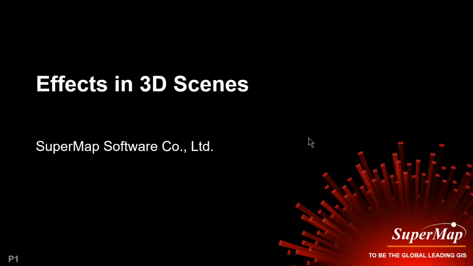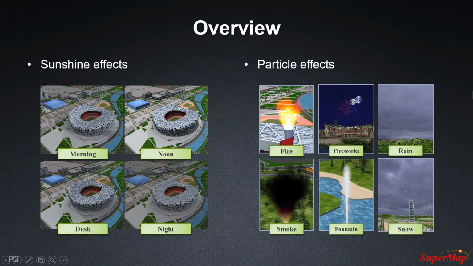Hello and welcome to this tutorial on effects in 3D scenes. In this tutorial, we're going to talk about two different types of effects that we can put in 3D scenes, and we are also going to demonstrate them. So let's get started. The first type of effect is the sunshine effect.